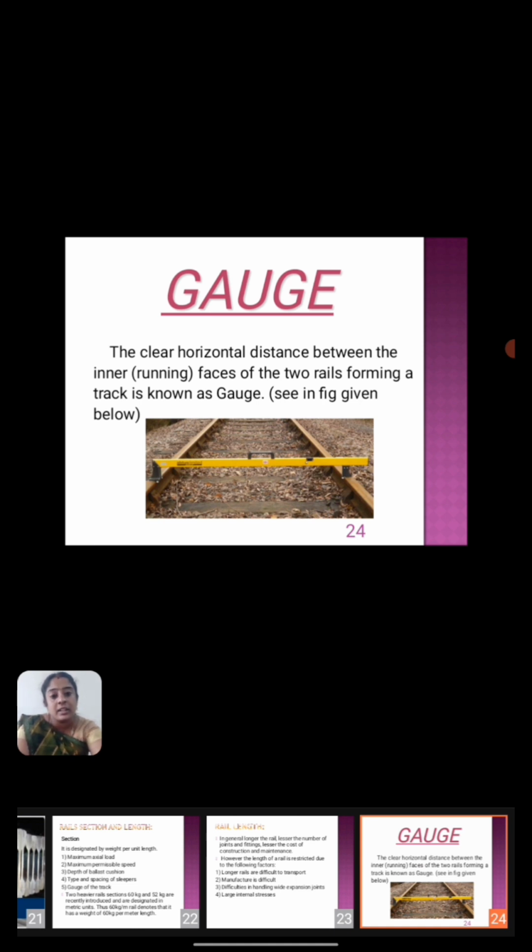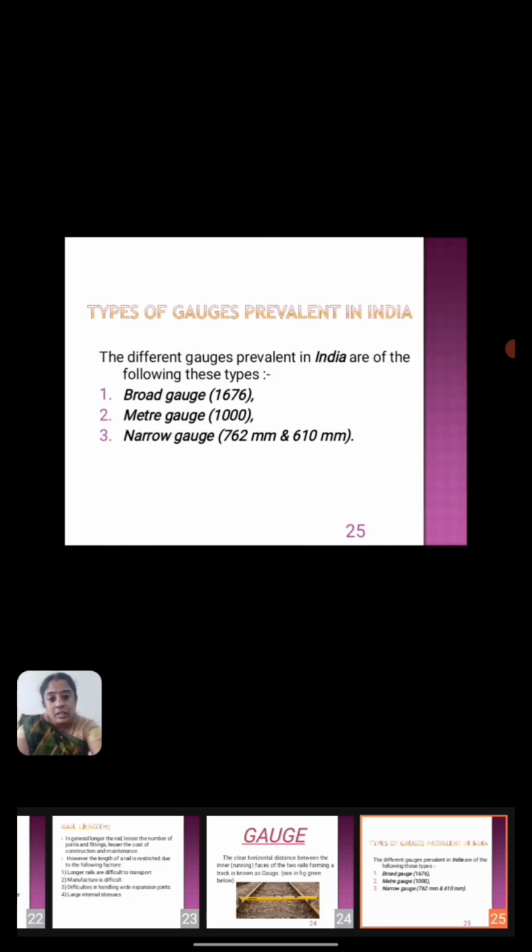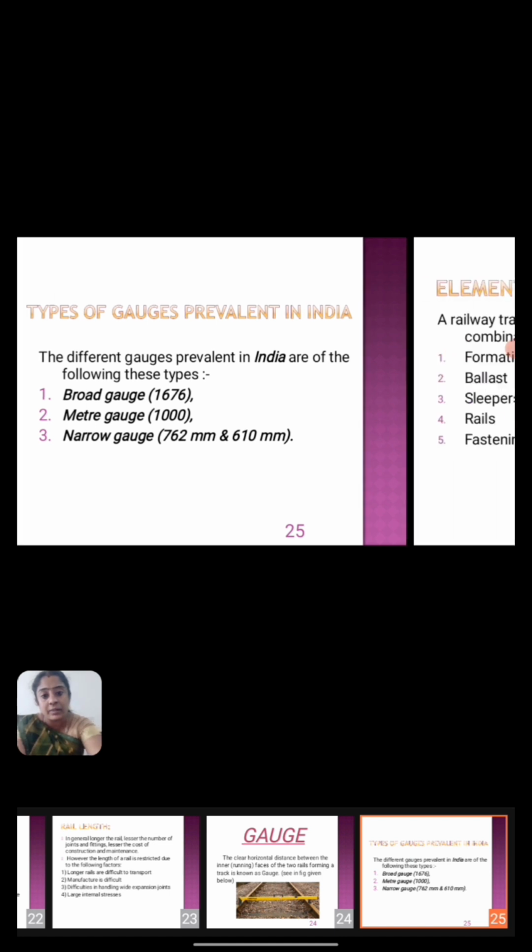So it is the diagrammatic representation of gauge. When we are seeing this diagram, we can measure the inner distance between the 2 rails. It is called as the gauge distance. So here also the types of gauges are also there: broad gauge, meter gauge, and narrow gauge. So in prehistoric days, they are using a meter gauge, and then they are going for a narrow gauge. Now at present we are using a meter gauge in India.